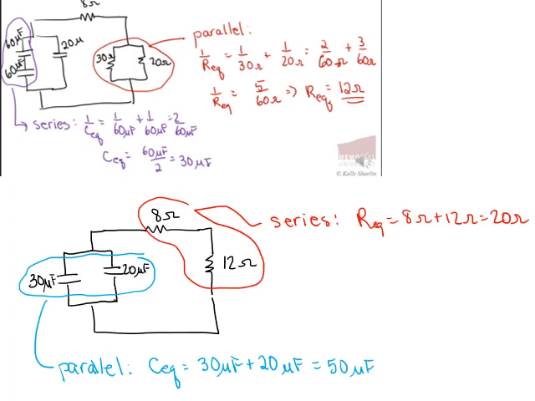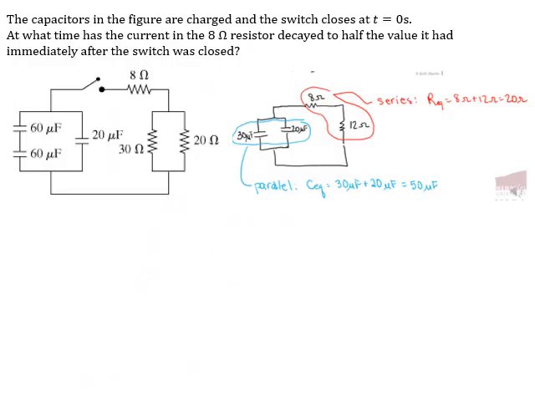Okay, next step, I'll draw one last equivalent diagram and then we'll apply what we know about RC circuits. So let's draw that last equivalent diagram and take stock of what we have. So in our last equivalent diagram, we've got an equivalent capacitance of 50 microfarads. That's connected by a closed switch to an equivalent resistance of 20 ohms. So here's our RC circuit. We've got a fully charged 50 microfarad capacitor connected to a 20 ohm resistor. We know that when that switch is closed, the current starts to flow.